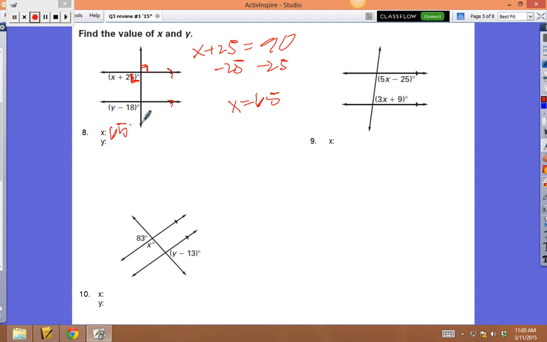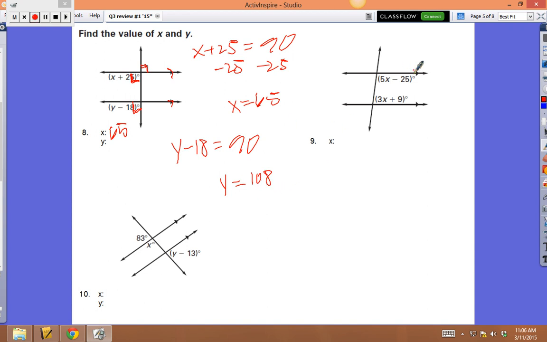And then y is corresponding. This one right here is the same as these two. So this one also has to be 90. So y minus 18 equals 90. So plus 18, plus 18, y equals 108.